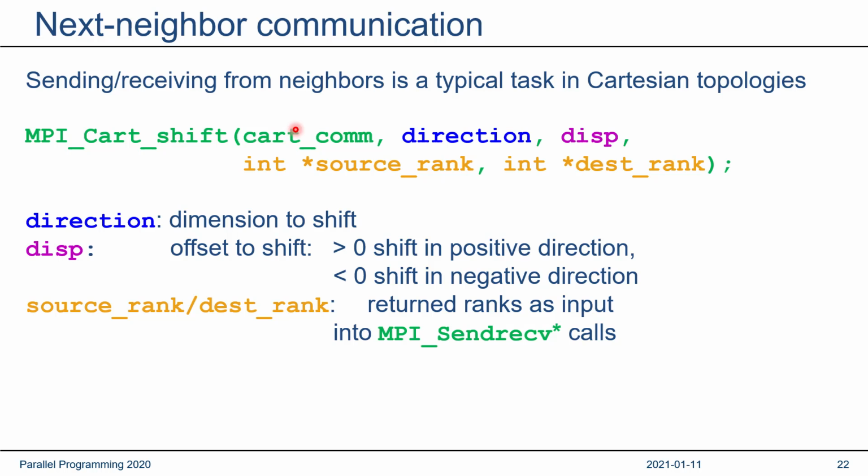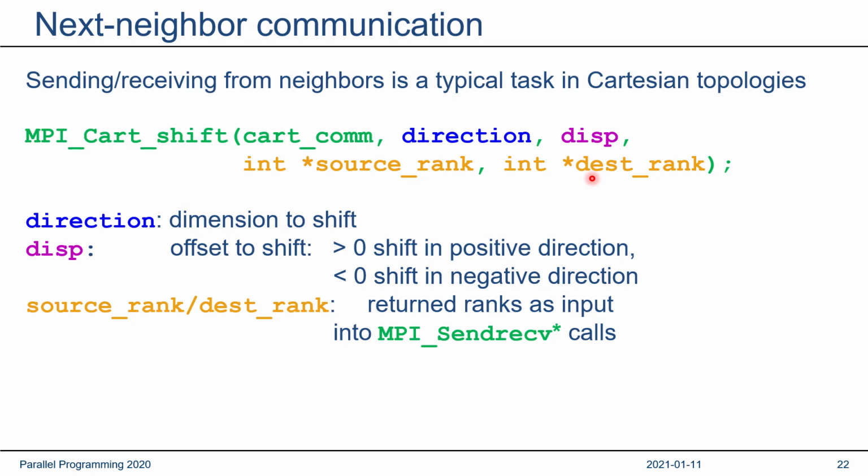It needs the communicator, the direction, which is the dimension we want to look into, and a displacement. So this is the positive or negative offset we want to look into. If displacement is bigger than 0, we shift in positive direction. If it's smaller than 0, we shift in negative direction. So here we can answer the question, who is our neighbor in positive y direction 2 neighbors apart? Then this would be 2, and negative y direction would be -2.